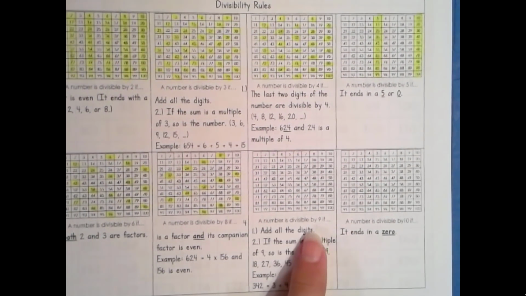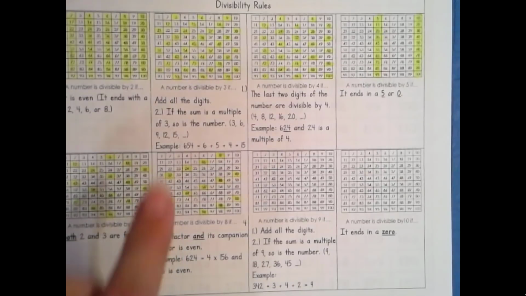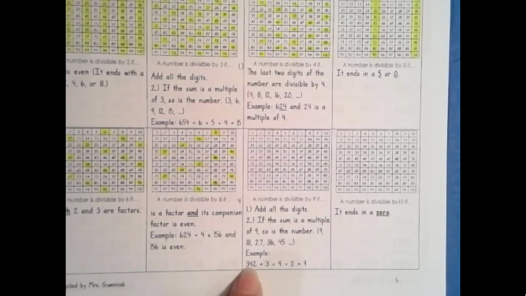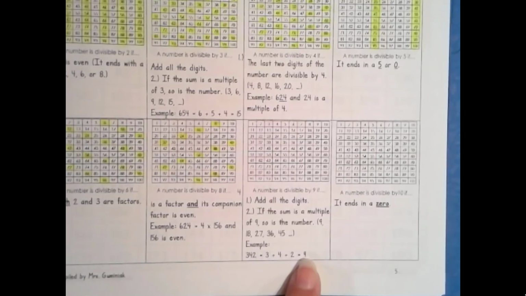Okay, 9 has the exact same rule as 3. Whatever the number is, you add all the digits together, because remember, digits are like the alphabet. All numbers are made up of digits, just like all words are made up of the alphabet. So we have only 10 digits, 0 through 9, and every number is made up of that. So I have 1, 2, 3 digits here. 3 plus 4 plus 2 equals 9. So that means I can divide this number by 9 and have no remainder.